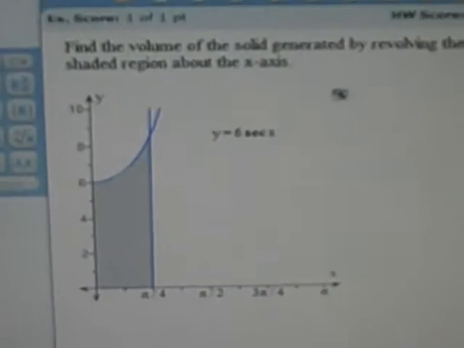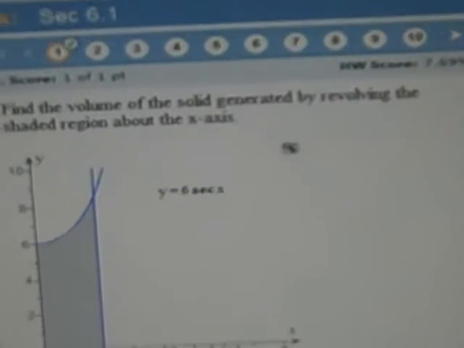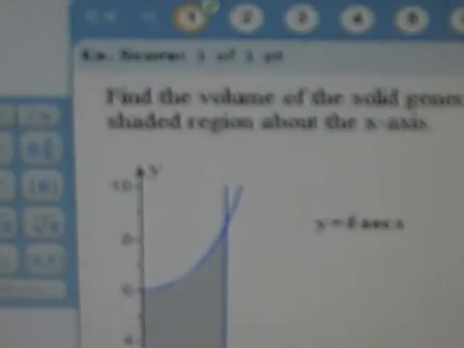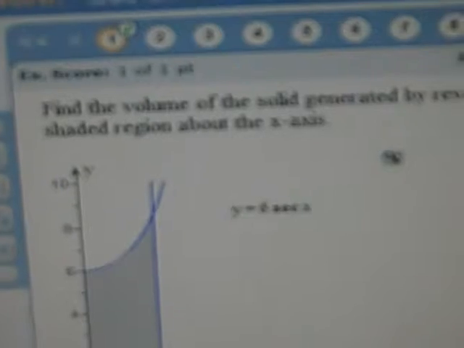Good afternoon, everybody. Today we're going to do a calculus problem. It's going to involve the disk/washer method, more accurately the disk method, since we don't have a hole in the middle. You could think of a disk as a washer with no hole in the middle, informally. We are going to find the volume of the solid generated by revolving the shaded region about the x-axis.